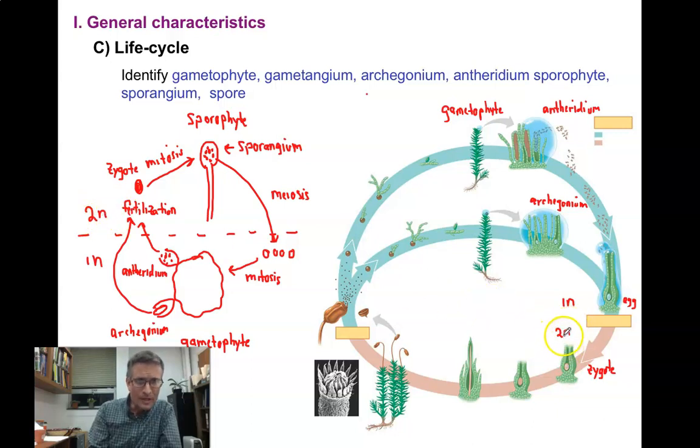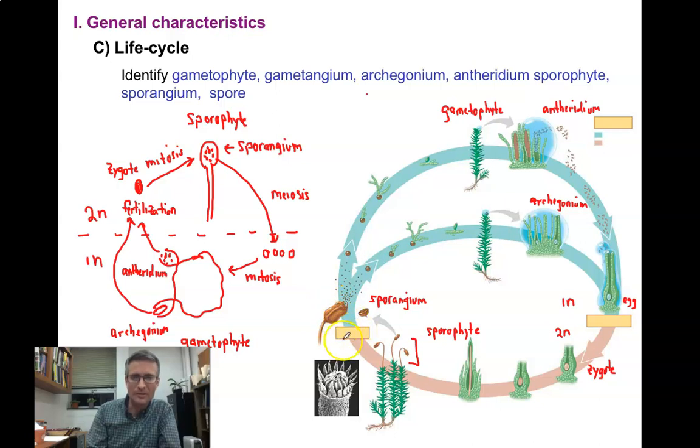So we're in the 2N part of the life cycle, and our zygote is going to start dividing by mitosis. And so here we see our little embryo sporophyte. It's starting to grow, and eventually our embryo sporophyte turns into a full-fledged sporophyte. So this whole brown thing here is our sporophyte. And at the tip of our sporophyte, this little structure right here, is the sporangium. It has lots of spores that were produced by meiosis.